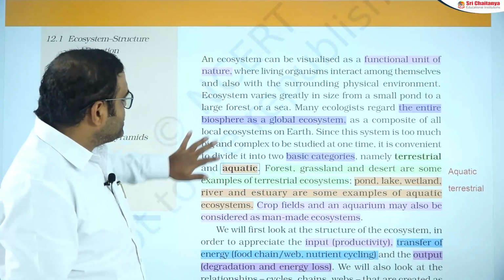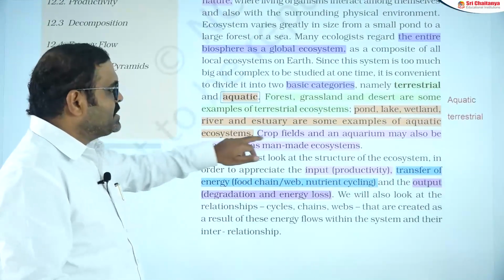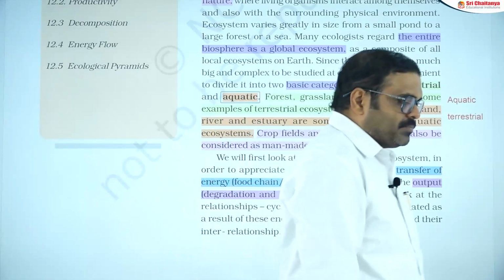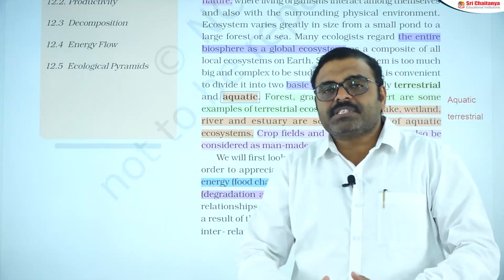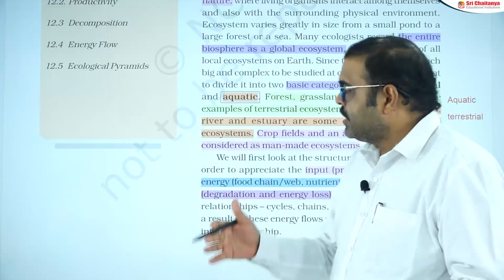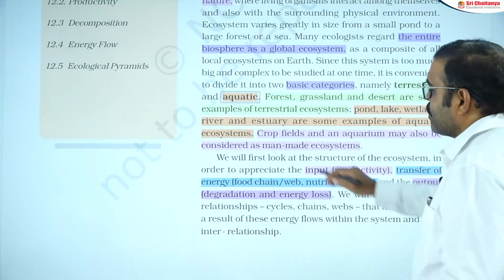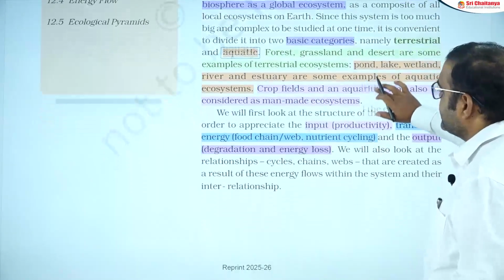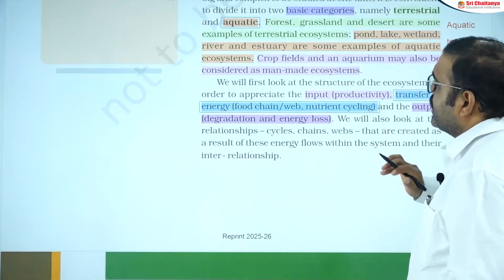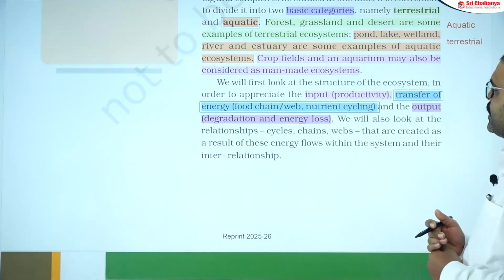Then man-made ecosystems are also there, known as crop fields. Crop fields have very little diversity, but productivity is very high in the case of man-made ecosystems, that is, crop fields. Next point here is ecosystem inputs and outputs.